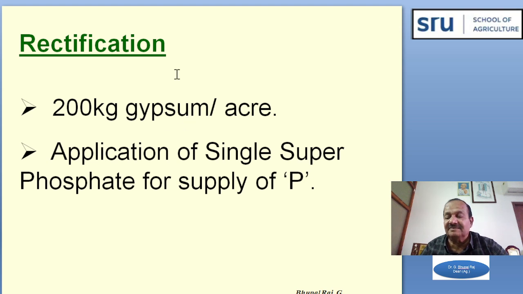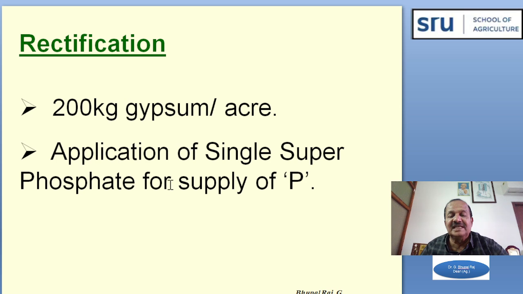It is the main source of the calcium. So the gypsum will contain about 23.3% of the calcium, depending upon the sources. So when we use the gypsum fertilizer, we can rectify the calcium deficiency. The general recommendation is 200 kg gypsum per acre. That is 500 kg of gypsum per hectare.